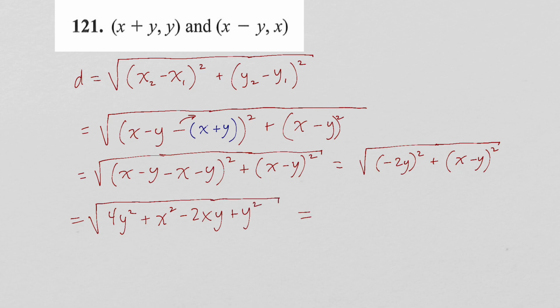And finally, we're going to combine any like terms. The only like terms we have are 4y squared and 1y squared. So that's going to be 5y squared. But the rest we can't simplify. So plus x squared minus 2xy, and that's it.